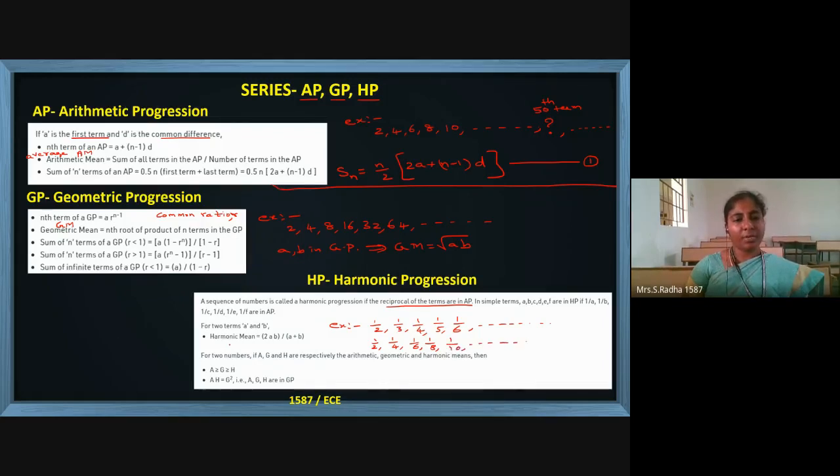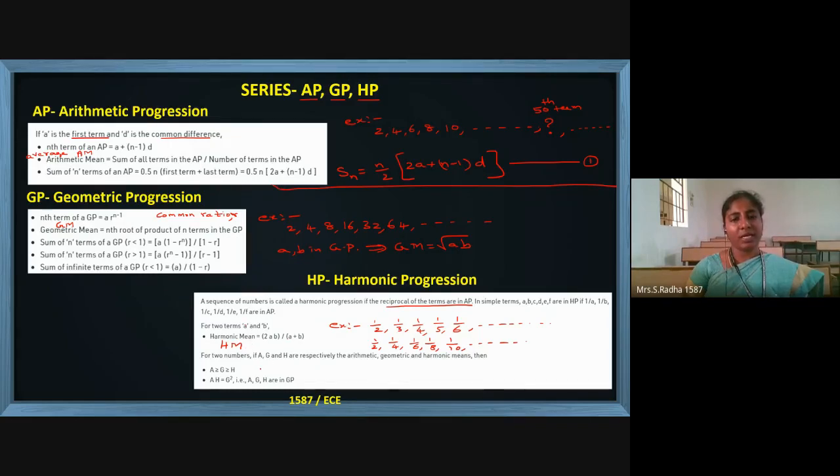Now coming to harmonic mean. The formula for harmonic mean is 2ab by a plus b. You are finding the mean for only two numbers. So 2ab by a plus b is the harmonic mean. Arithmetic mean is average, sum of the objects by number of objects. Geometric mean is square root of ab, and harmonic mean is 2ab by a plus b.